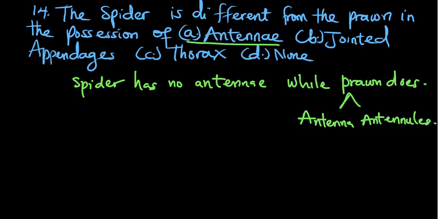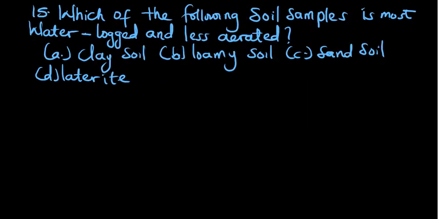Let's continue. Let's go to another question. Which of the following soil samples is most waterlogged and less aerated? When something is waterlogged, it means it is soaked in water. If they ask which type of soil has the highest water retaining capacity, the answer is clay soil. Clay soil doesn't allow water to pass through it, so it normally retains water.